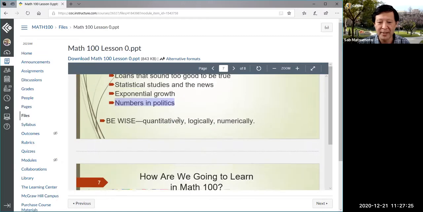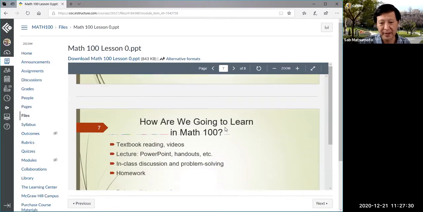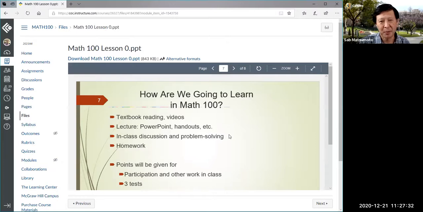Right? So be wise, both quantitatively and logically. That's really the theme of this course. So the point is, I want you to be wise, okay? And after you successfully finish this course, I hope you'll be a wiser and a better citizen of this society.